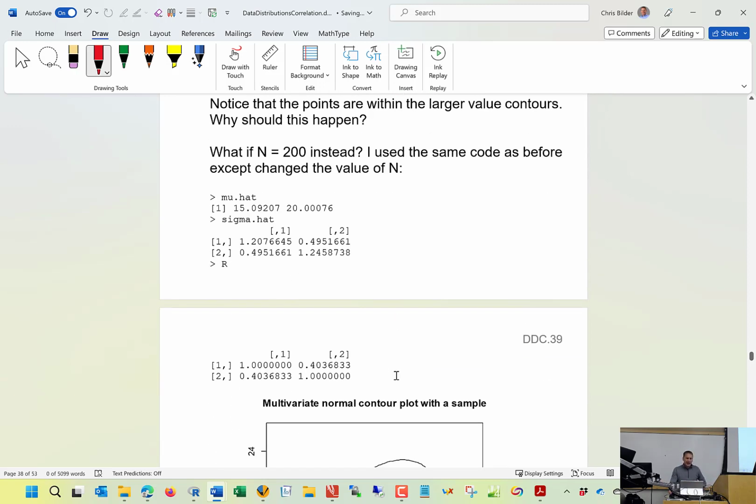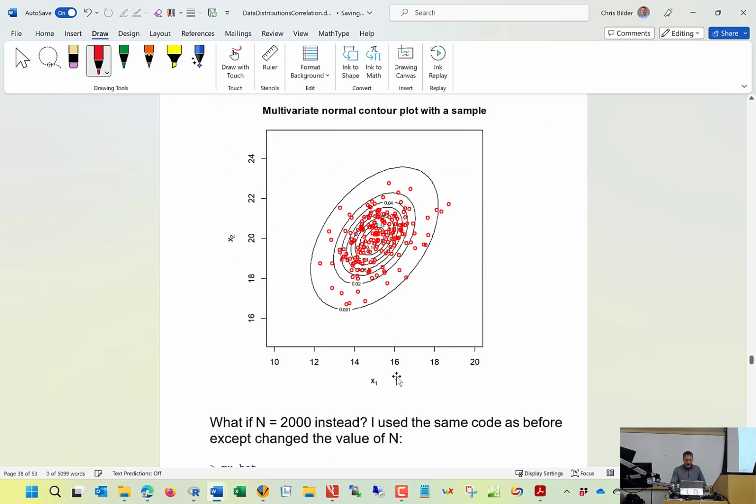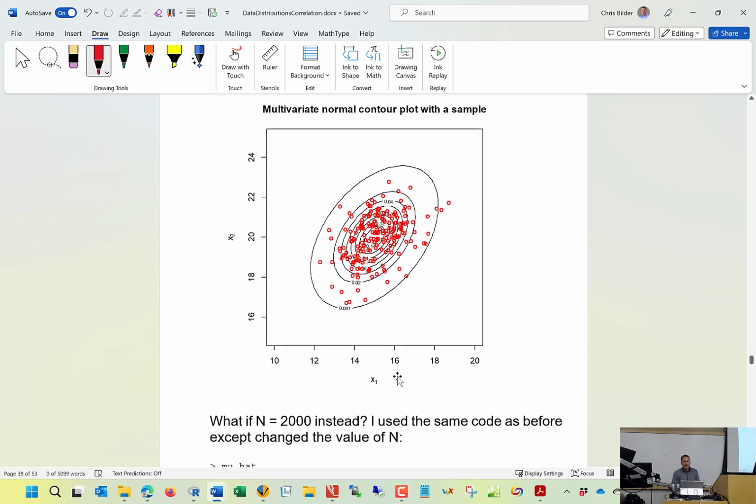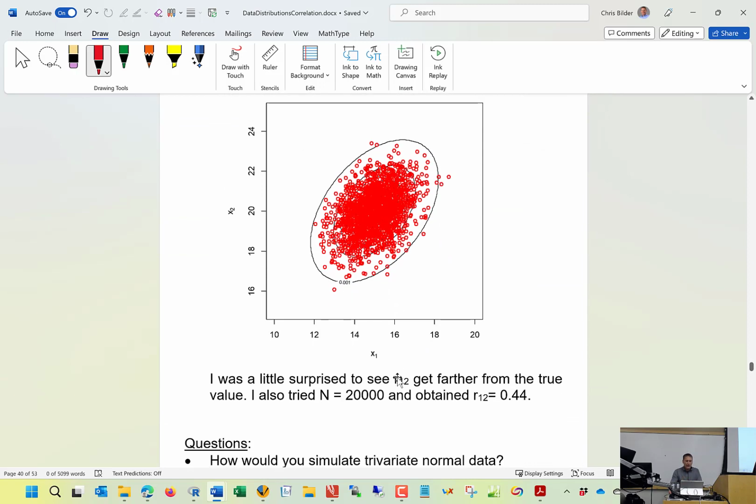Well, let's say that I had a sample size of 200 instead. We can take a look at the estimates there. And we can see that indeed these points are getting more dense as we get towards the middle of these contours. If I had a sample size of 2,000 instead, we can see that even more dramatically as well. Okay?